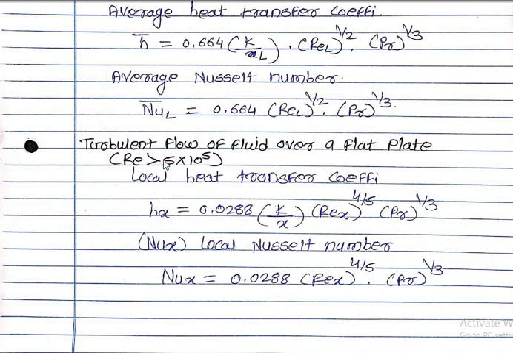In this case Reynolds number should be greater than 5 into 10 raised to 5. At that time the flow will be considered as a turbulent flow. In this case the local heat transfer coefficient will be given as h_x is equal to 0.0288 multiplied by k divided by x multiplied by Re_x raised to 4/5 multiplied by Pr raised to 1/3. x is the distance from the leading edge, Re_x is the local Reynolds number.